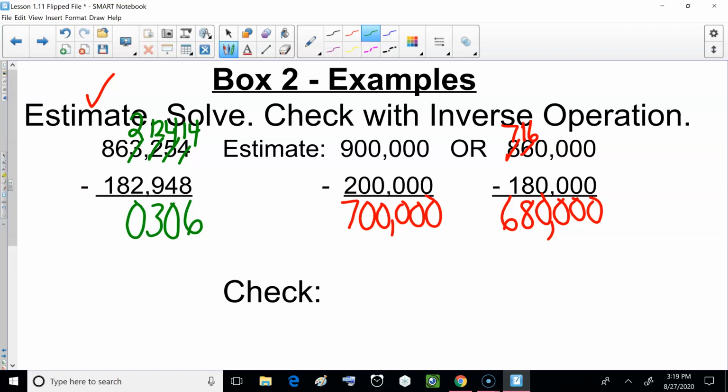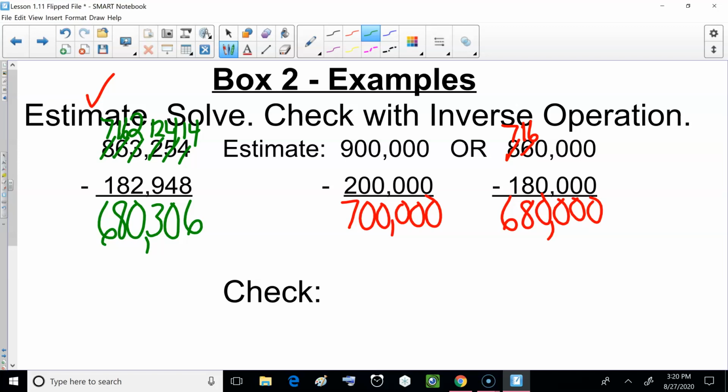6 minus 8, there's more on the floor. I need to go next door. 8 turns into a 7. 6 would make it 16, because if I trade in 100,000, I get 10 10,000s, plus the 6 I have giving me 16. 16 minus 8 would be 8, and 7 minus 1 would be 6. So I have an answer of 680,306.